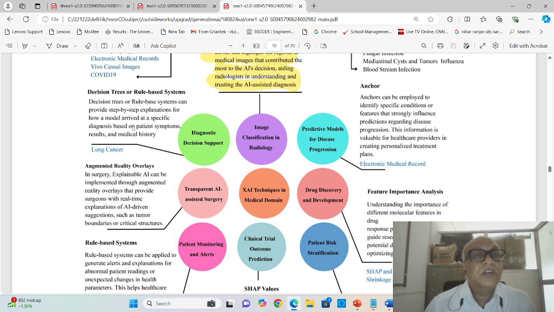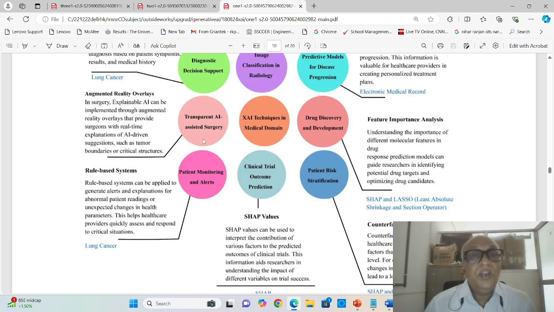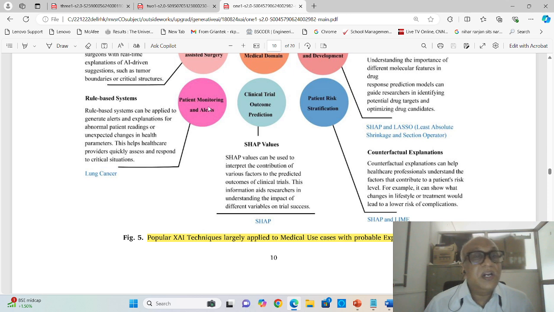So here, decision trees or rule-based systems will be giving a step-by-step explanation for how a model has arrived at a specific diagnosis based on the patient symptoms. If you have AI-assisted surgeries, then augmented reality overlays are used. If you have patient monitoring and alerts, rule-based systems can be used.